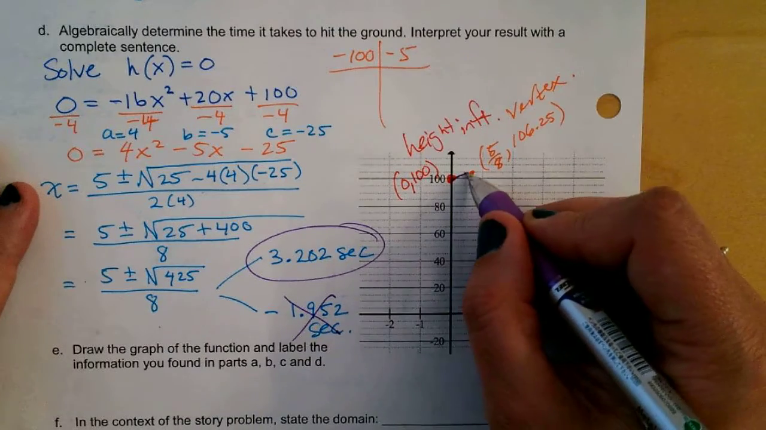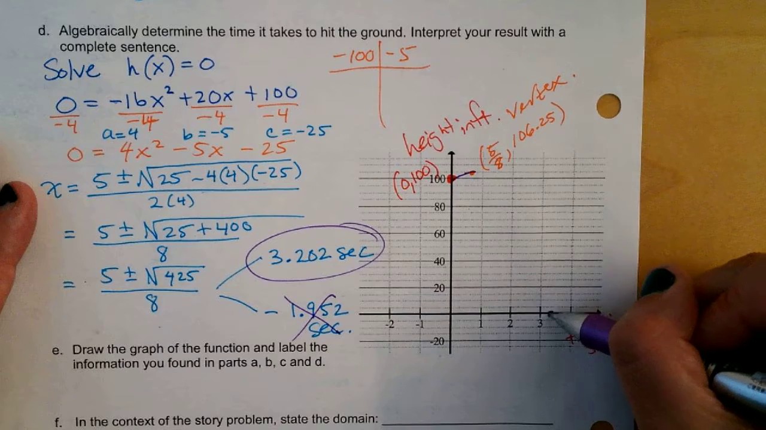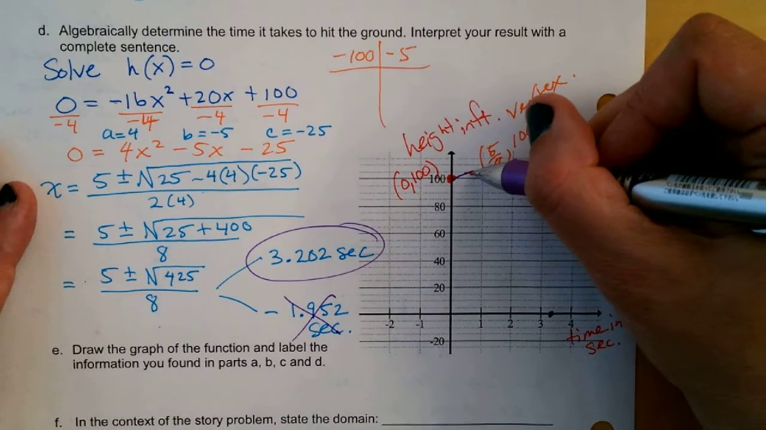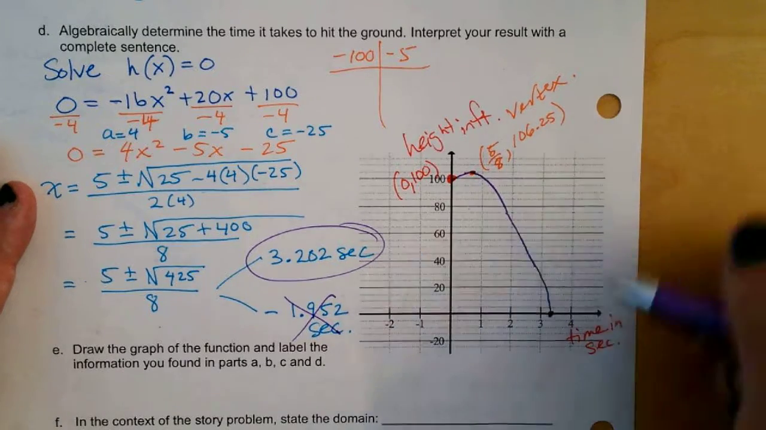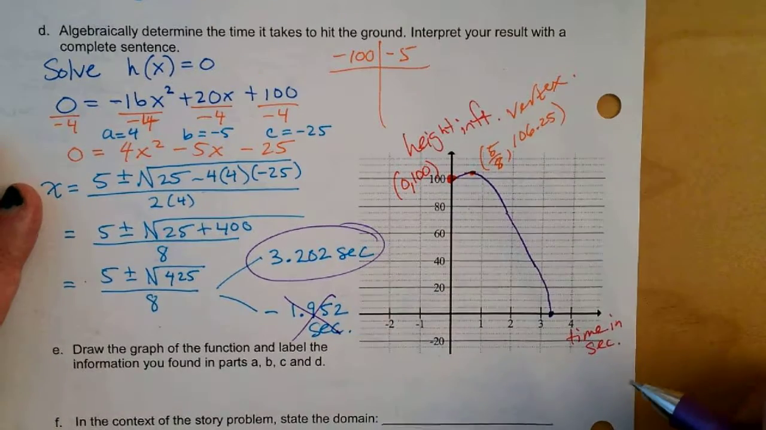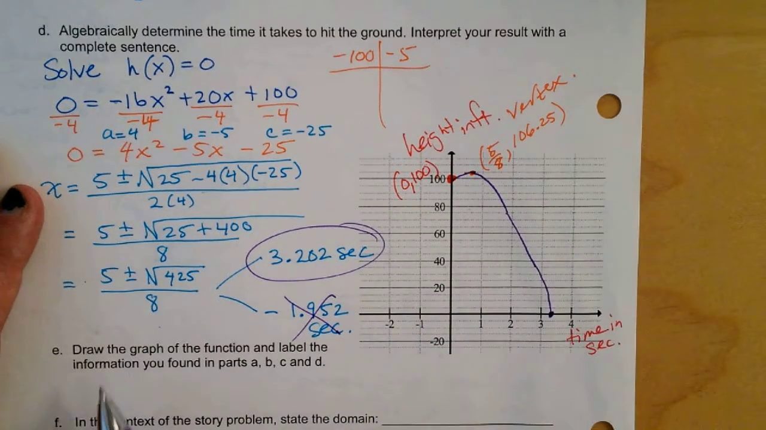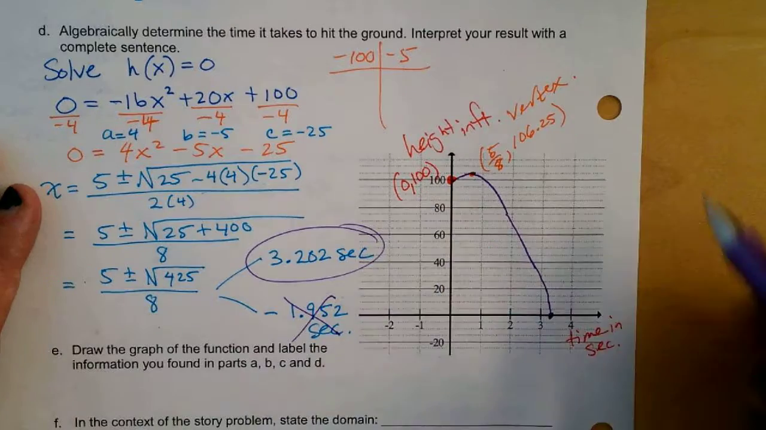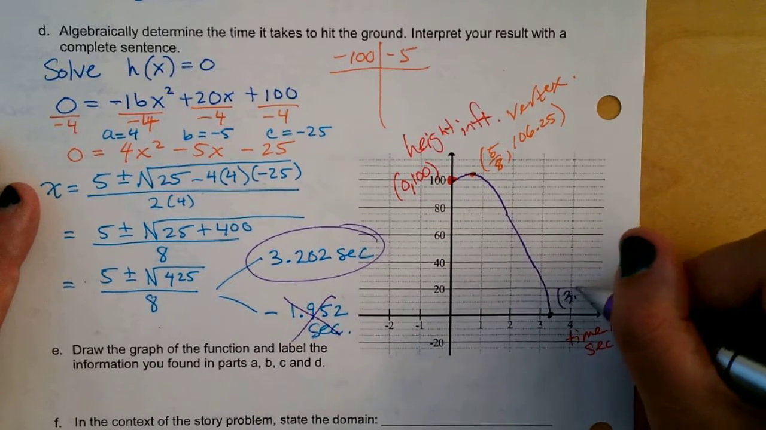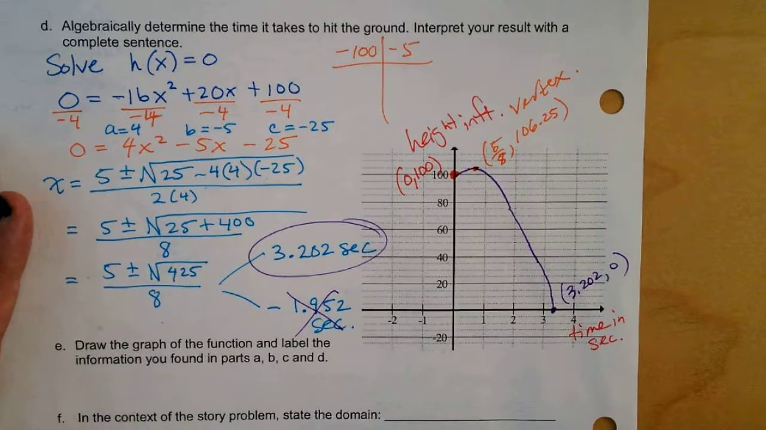Okay, so it went up to the vertex, and then it went down about 3.2, which I'm going to estimate to be around there. So it went up, reached its maximum height, and then the ball fell down. Of course, you could do a much nicer job if you plug it into your calculator and get a few points to plot here. But we're just graphing the function and labeling the information we found. So we have the vertex, we have the y-intercept. Here, 3.202, 0, that's when the ball hits the ground.